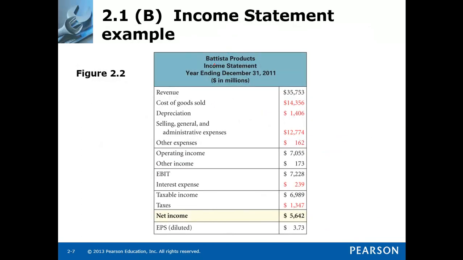So let's take a look at Batista Products. For their most current year, which ended on December 31st, 2011, again, this is stated in millions of dollars, they had revenue of $35,750,000,000. This is a lot of money. Their cost of goods sold was roughly $14 billion.